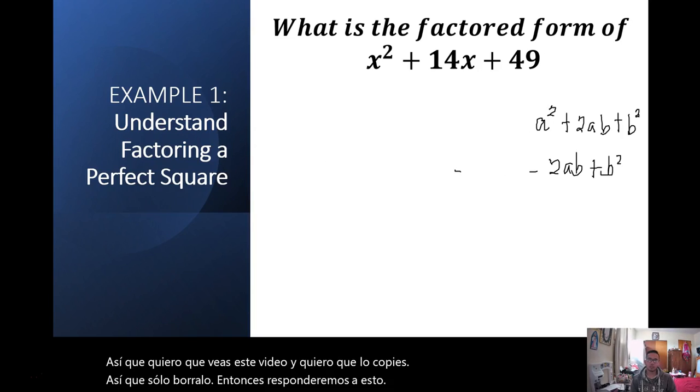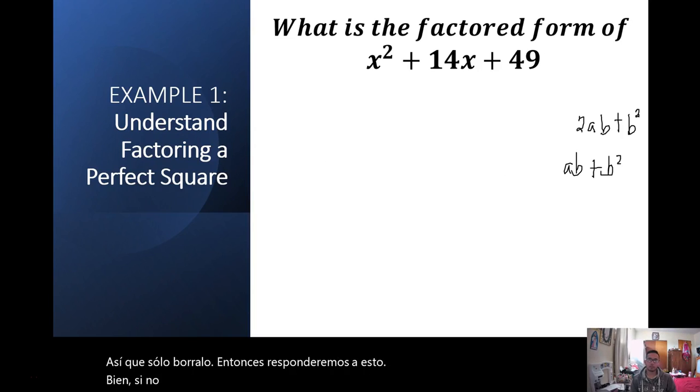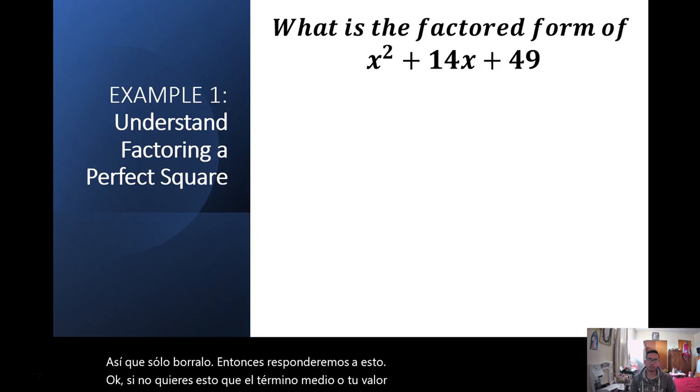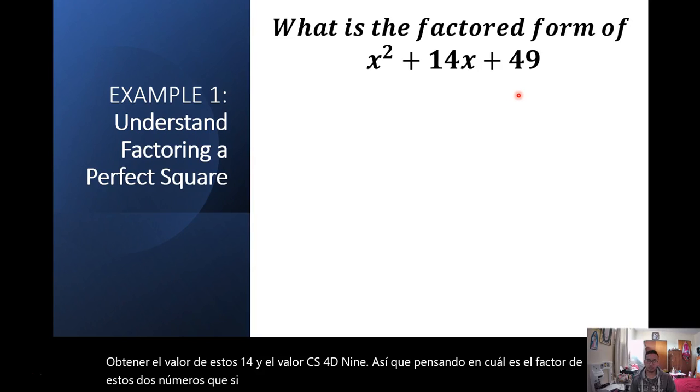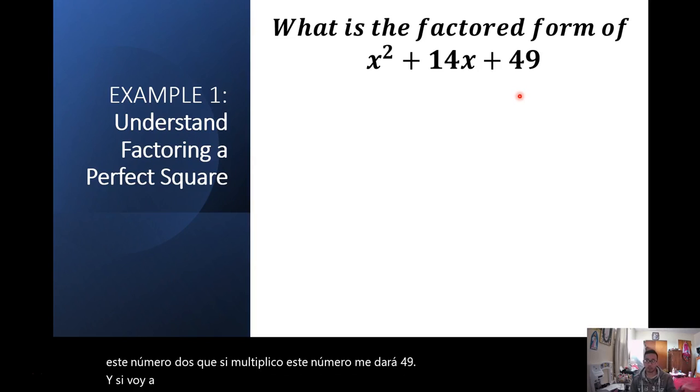All right. So I'll just erase that and we will answer this. Okay, if you will notice, the value of B is 14 and the value of C is 49. So thinking about what are the two numbers that if I multiply will give me 49, and if I add will give me 14. It would be the same number. All right.